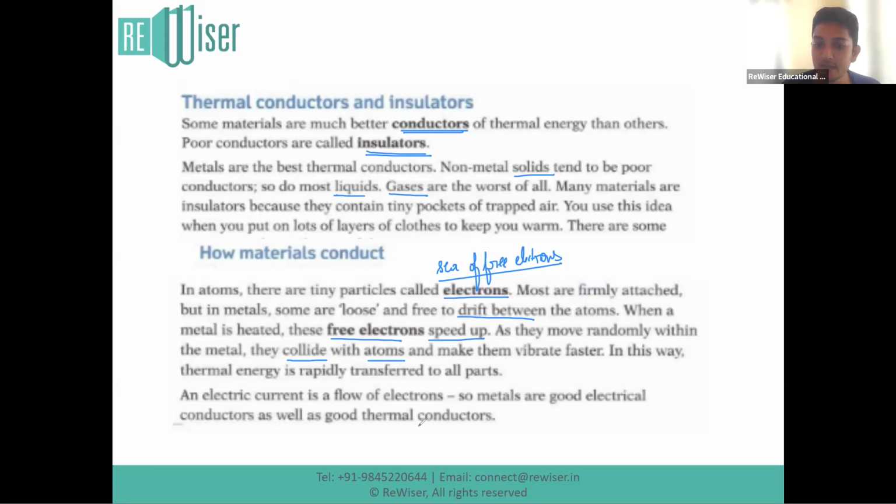An electric current is a flow of electrons. So metals are not only good thermal conductors, they are also good electrical conductors as well. Because again, as discussed, it is the electrons that carry over the electrical energy from one end of the metal to the other.